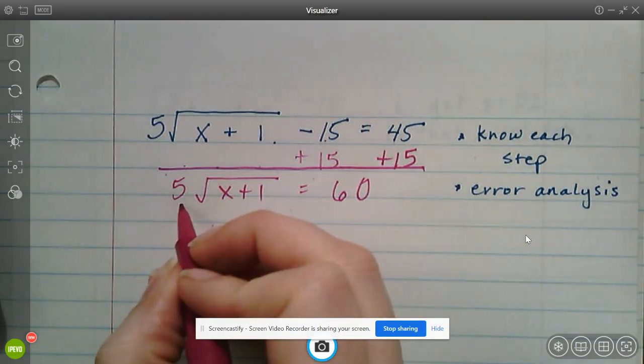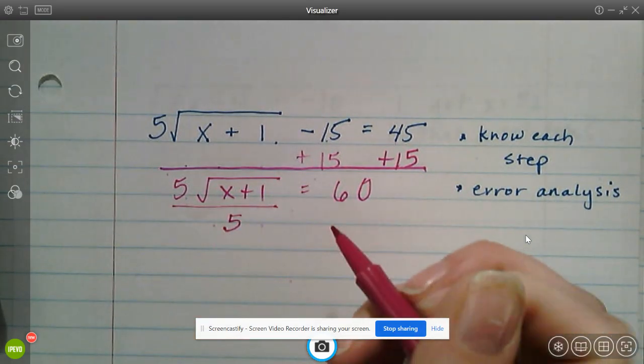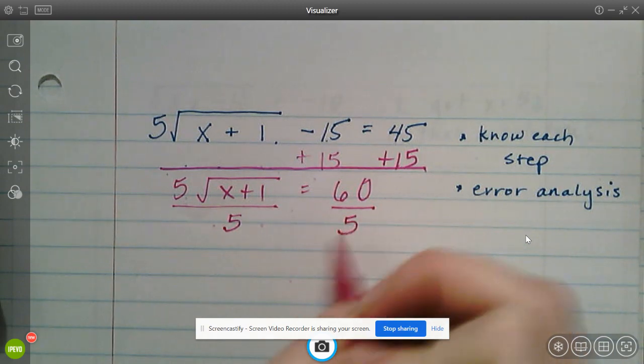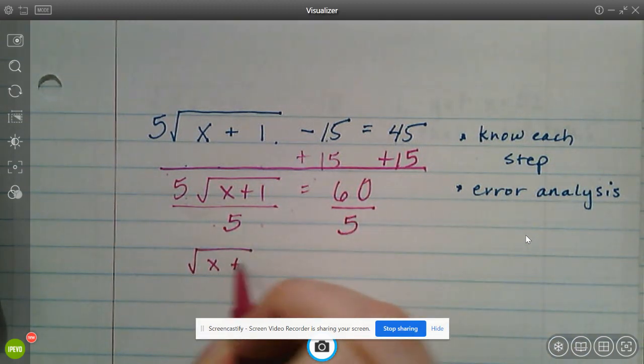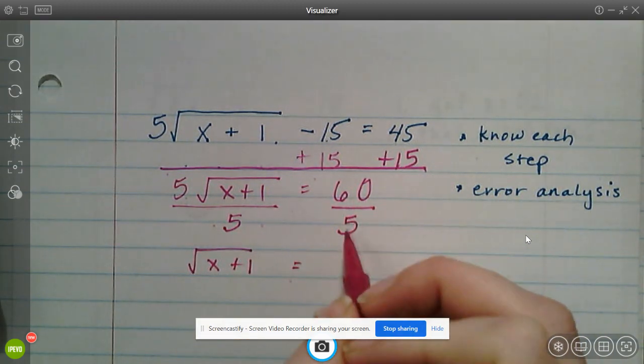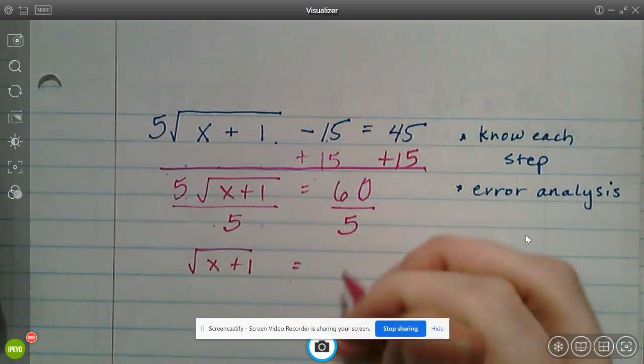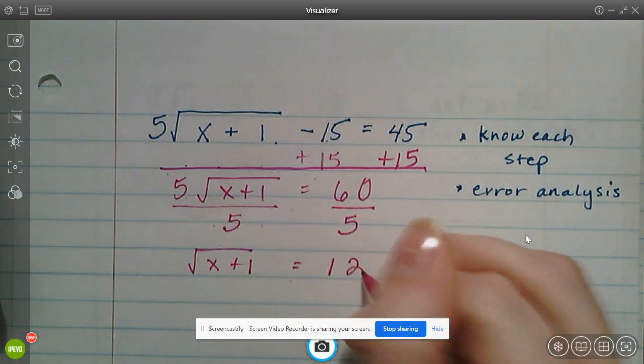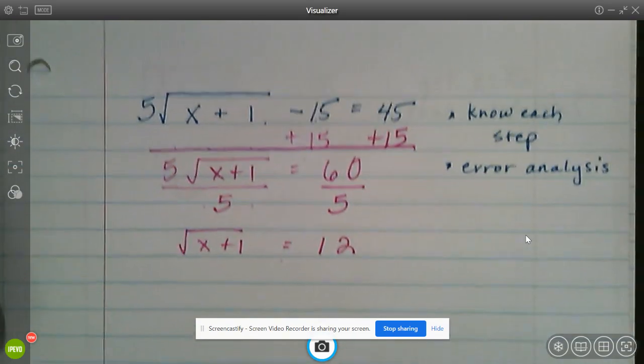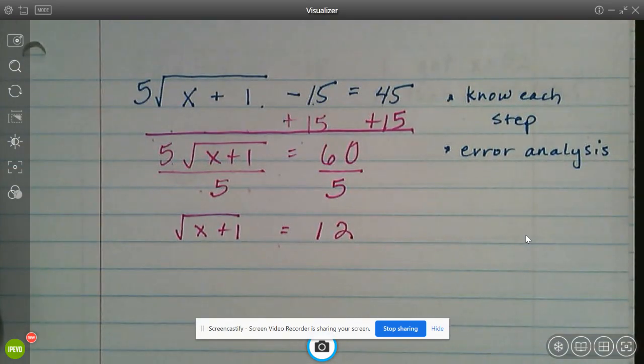I need to move this 5. So I'm going to divide both sides by 5. So I have the square root of x plus 1 and 60 divided by 5, which I'm pretty sure is 12. Okay, so now I'm at the point where this radical sign is by itself on one side of the equal sign. So I'm going to get rid of that radical.